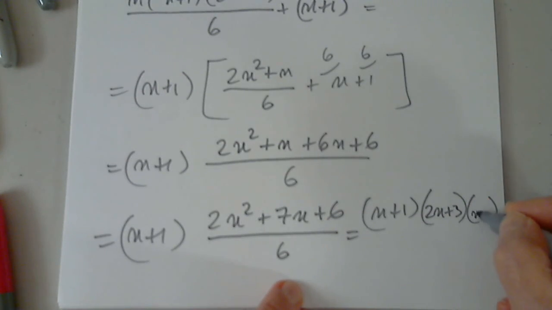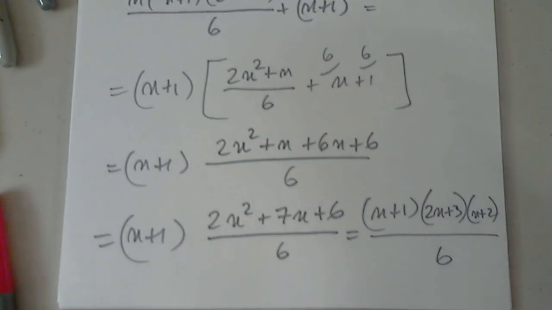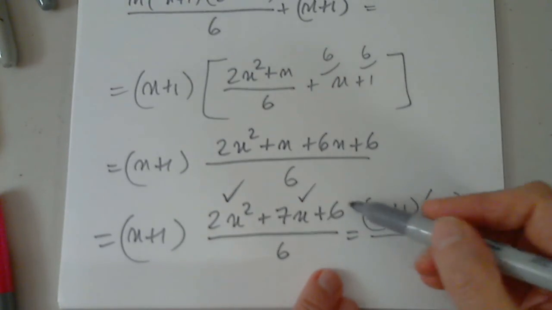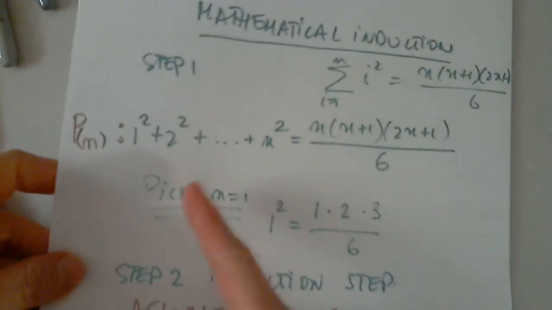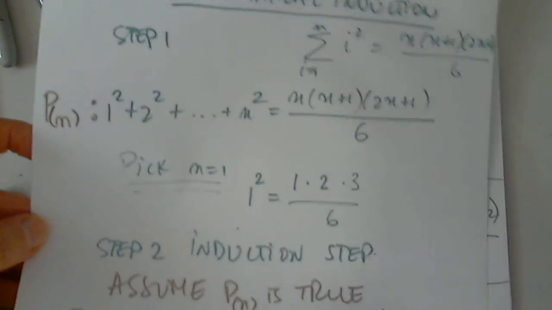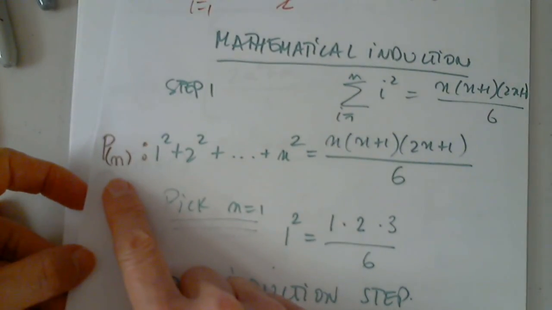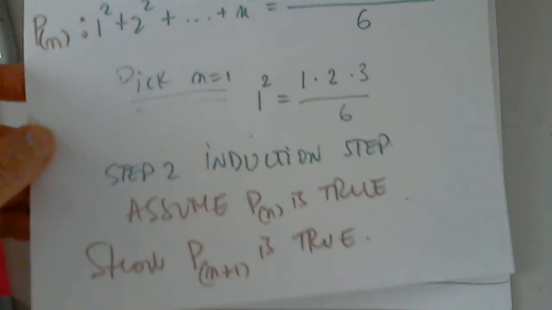And I will check right now. 2n times n, 2n squared. 2n times 2 plus 3, 7n. 3 times 2, 6. This is it. So our assumption was correct. I used the statement to create the next statement, and it worked. So then my assumption is true.